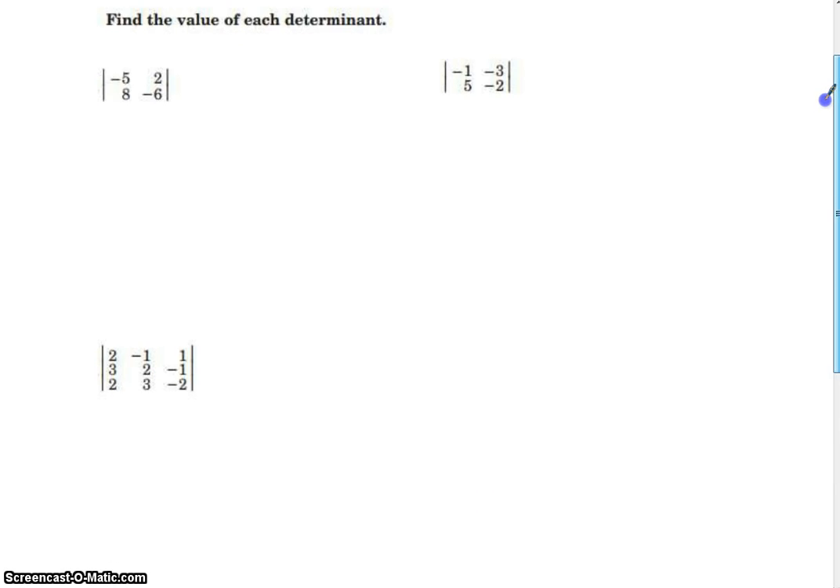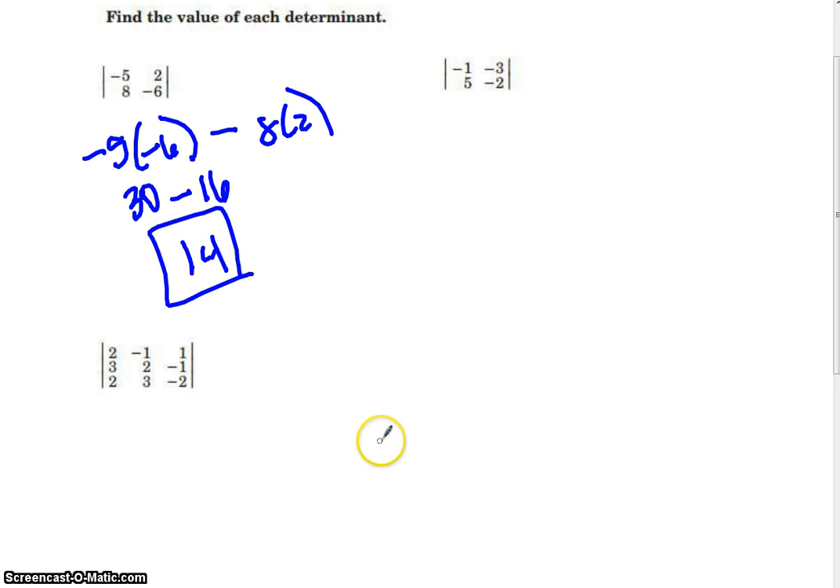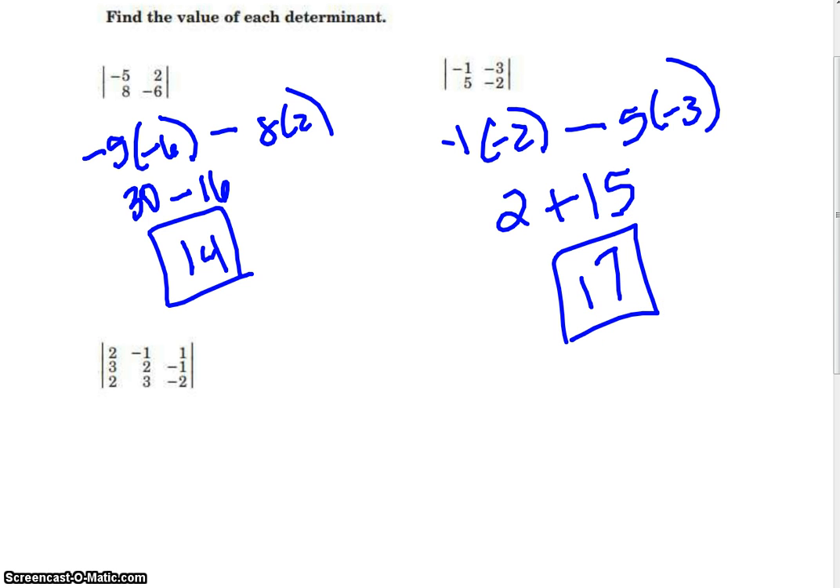All right, they want us to find the value of each determinant. Remember, you multiply minus you multiply. So it's like negative 5 times negative 6 minus 8 times 2, which would be 30 minus 16, and so your actual answer is 14. Then negative 1 times negative 2 minus 5 times negative 3, so you have 2. This becomes plus 15. 17 is your answer.